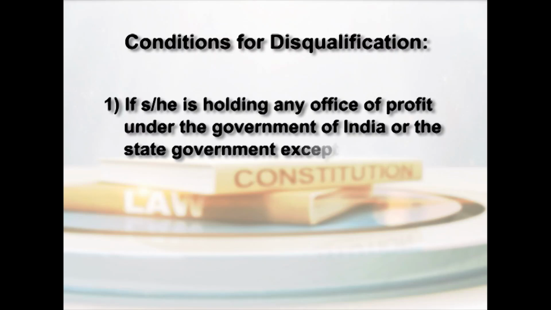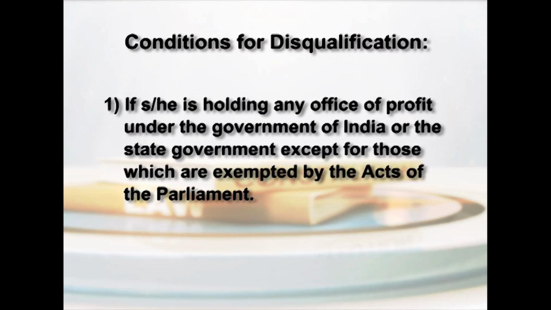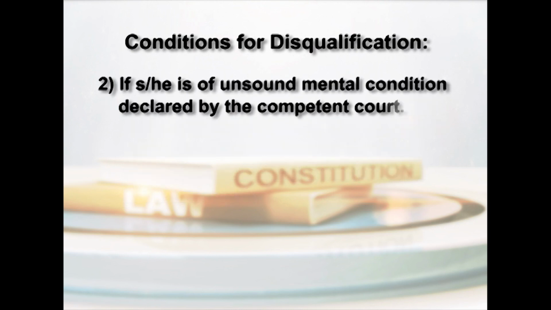Now, along with the eligibility criteria, it is worthwhile to go through the conditions when a member of the Rajya Sabha is disqualified. First of all, a person who is holding any office of profit under the government of India or the state government, except those which are exempted by the acts of the Parliament. Secondly, being of unsound mind as declared by a competent court.